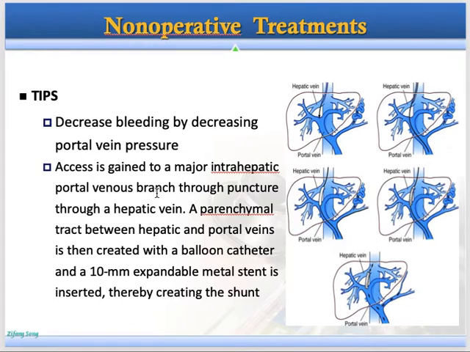Okay, one of the things is called TIPS, that is transjugular intrahepatic portosystemic shunting. Now, what is this one? See, this one is the hepatic vein, and this is the portal vein, as you can see over here. And what they are doing, they put a shunt, simply to reduce the pressure in the portal circulation. Of course, the blood from the portal vein will directly go into the inferior vena cava, or the hepatic veins. So this is called TIPS, a transjugular intrahepatic portosystemic shunt. So you are creating a shunt.